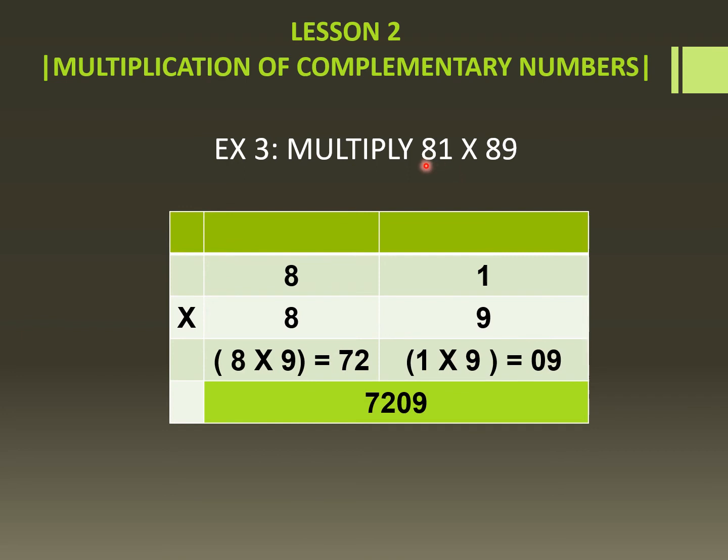We multiply the tens place digit 8 by one more than itself, that is 9. So 8 into 9 is 72. That's the first part of our answer. The units place digits, we multiply 1 into 9. 1 into 9, we put 09 because we need to have two digits there. So 81 into 89 is 7209.